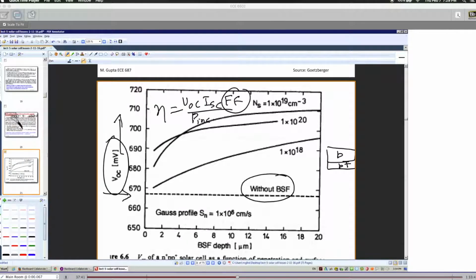That's correct. By putting a back surface field, we decrease the recombination. Okay. And that decrease in recombination affects the VOC. Okay. So that's the reason why the VOC increases with the back surface field depth. Okay. Any other question?